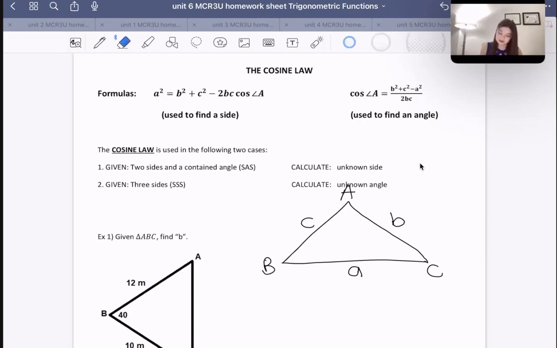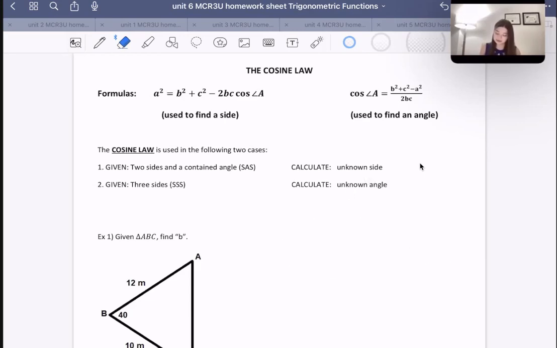So let's talk about the two scenarios where we will use cosine law. And I want to be clear that the reason we're only using these two is not because these are the only two where it'll work. Cosine law will always work for any triangle, right? We could use cosine law instead of basic trig ratios. Now, I don't know why we would want to, because cosine law is much more complex than basic trig ratios, so we probably wouldn't want to do that.